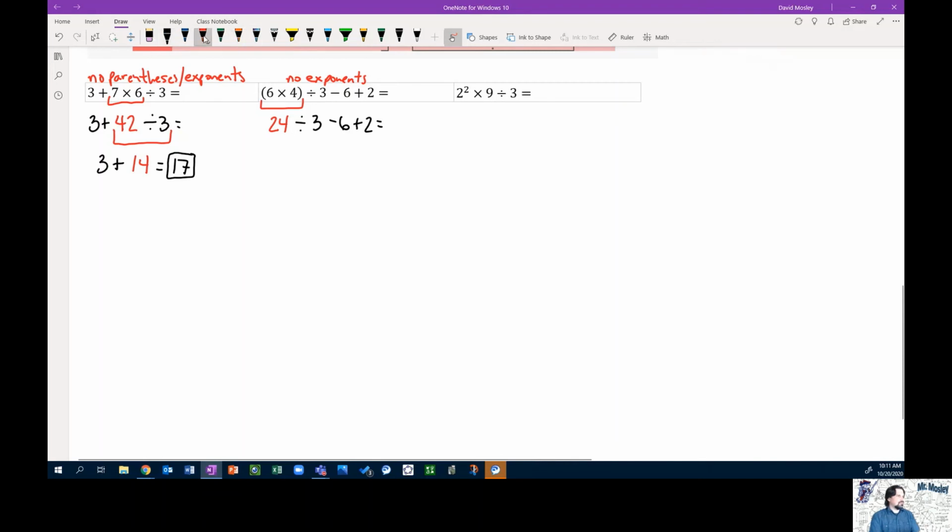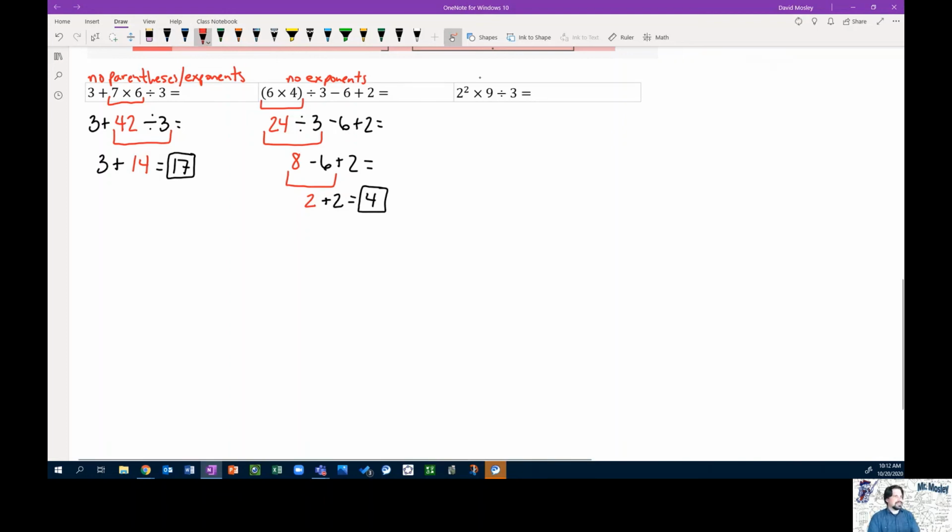Next, we do the division. That one has higher priority than the subtraction or addition. 24 divided by 3 is 8, minus 6 plus 2. Next, we'll do the subtraction because it comes first going left to right. 8 minus 6 is 2, plus 2 equals 4. And we're done. So again, we just keep on prioritizing based on the order of operations.